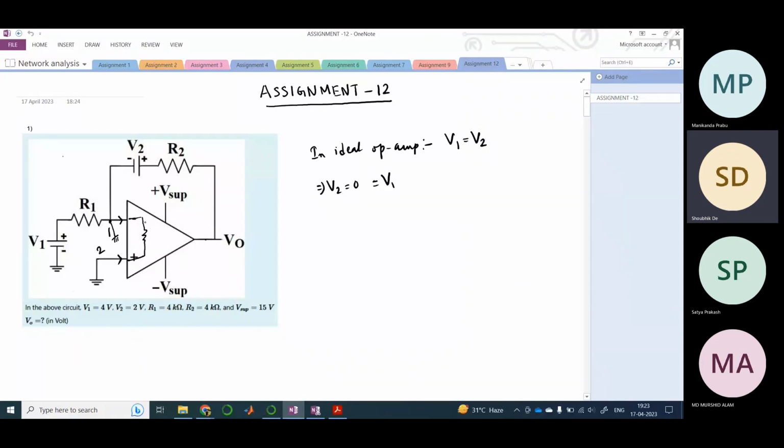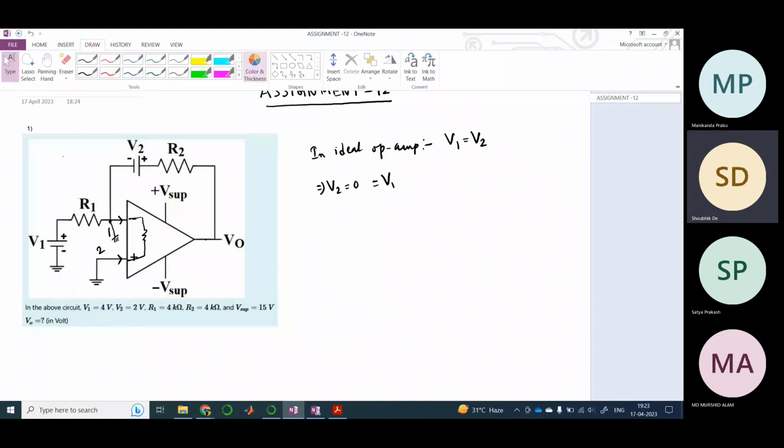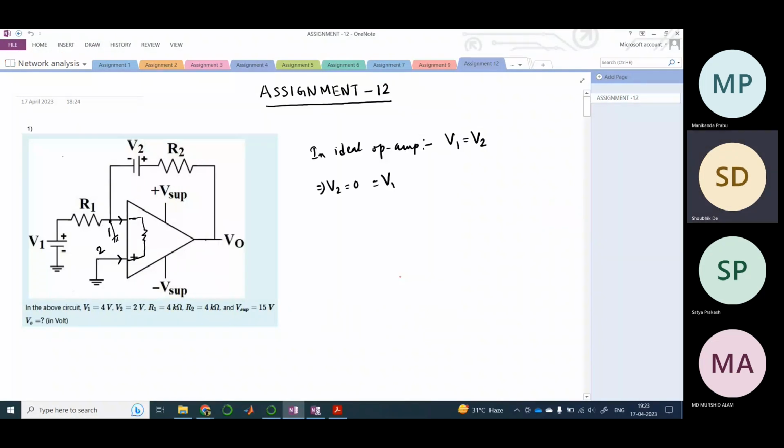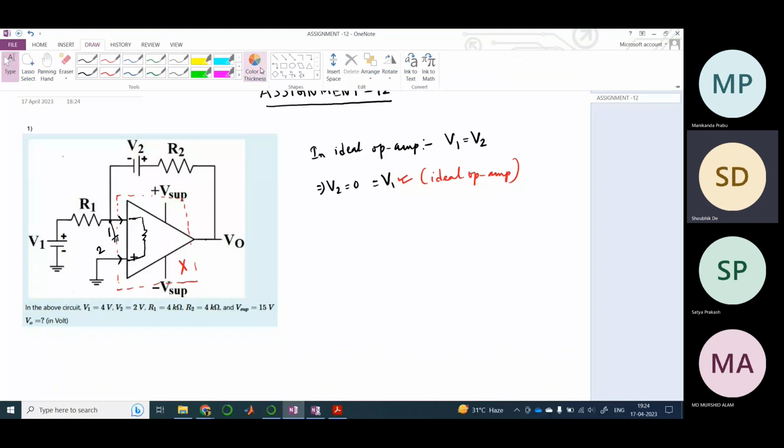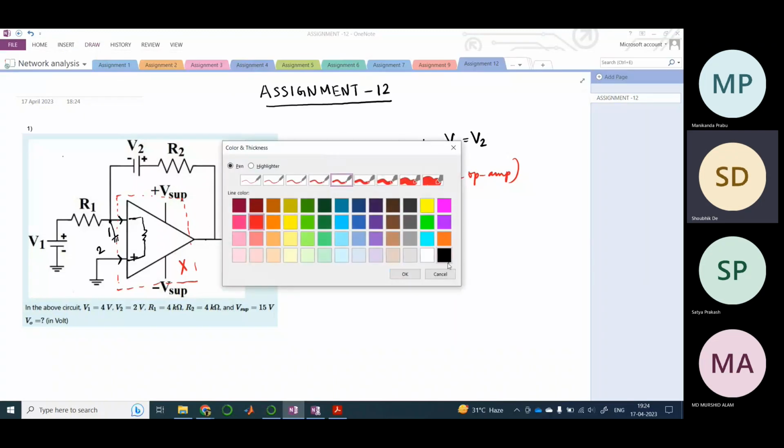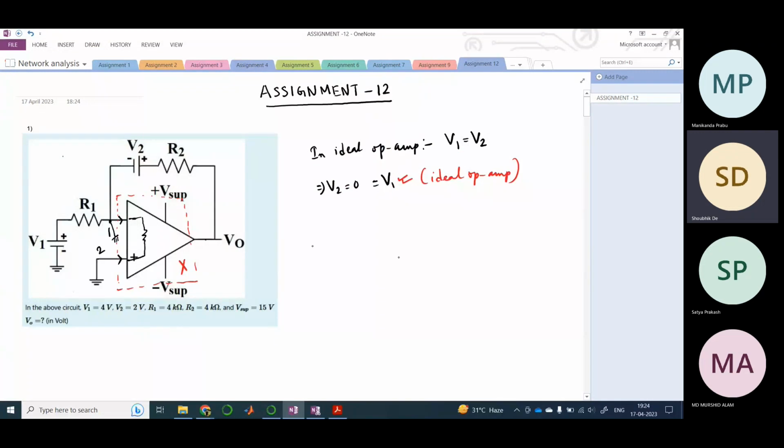the same potential, right? So therefore you can just remove this part. You don't have to consider this part here. This op amp, you can just directly remove it. Once you have proved that this condition exists, that this is an ideal op amp, you can directly remove this op amp from the circuit, and now it becomes a very simple KCL circuit.